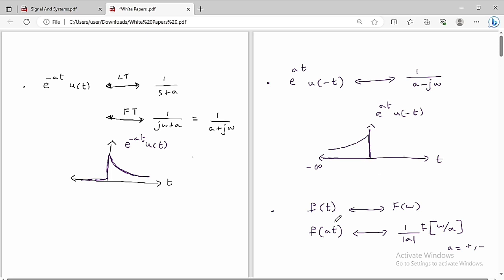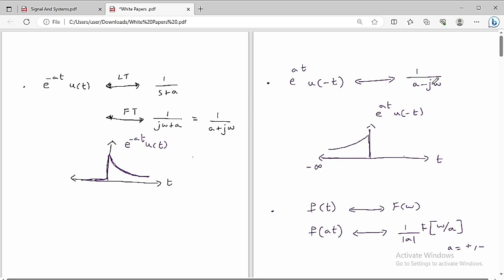Suppose I substitute a is equal to minus 1. Then I get 1 by mod of minus 1, which is 1 by 1, is 1, and F of omega by minus 1, so omega by minus 1 is minus omega. Therefore, for f of minus t, the Fourier transform is F of minus omega. If you replace t by minus t, then you replace omega by minus omega and get this value.